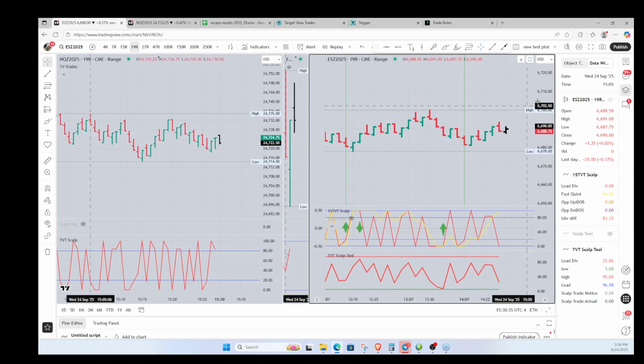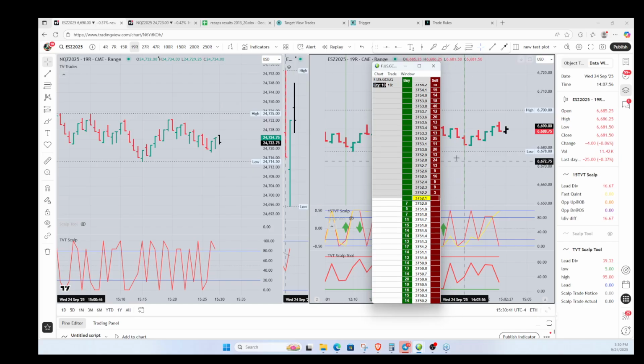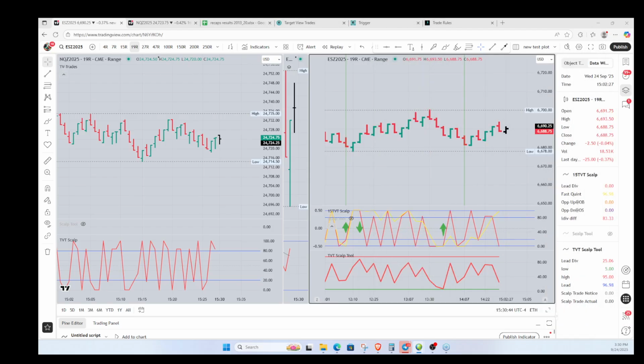Do I trade from TradingView or another platform? I trade from another platform. This is what I trade on. This is actually called Sierra, but I only use the DOMs from Sierra. I love the DOM from Sierra. I actually trade at StoneX. StoneX is where my account is.